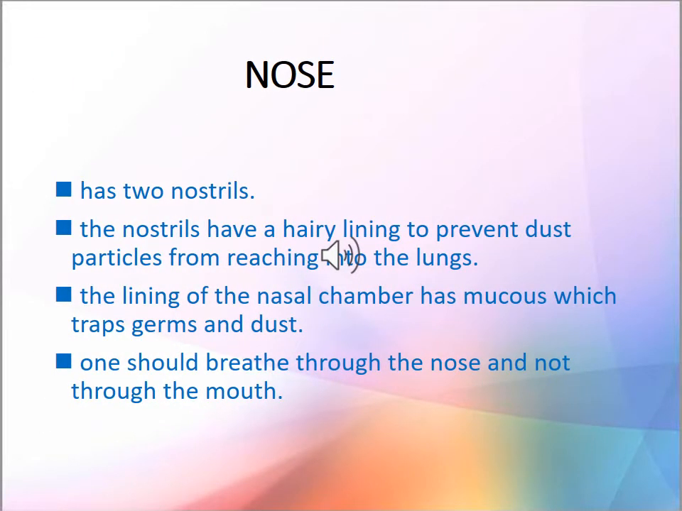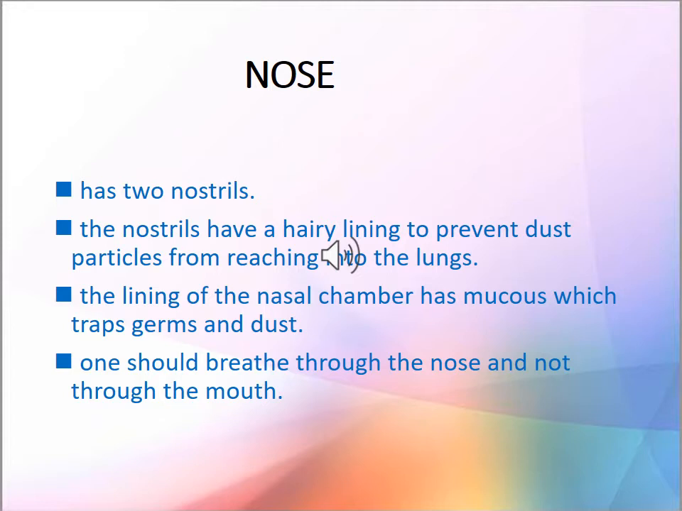Now we will learn about the first organ, that is the nose. So the nose has some characteristic features. What are those features? The first one is it has two nostrils. The next one, the nostrils have a hairy lining to prevent dust particles from reaching into the lungs. The third point, the lining of the nasal chamber has mucus which traps germs and dust. And the fourth one is one should breathe through the nose and not through the mouth.